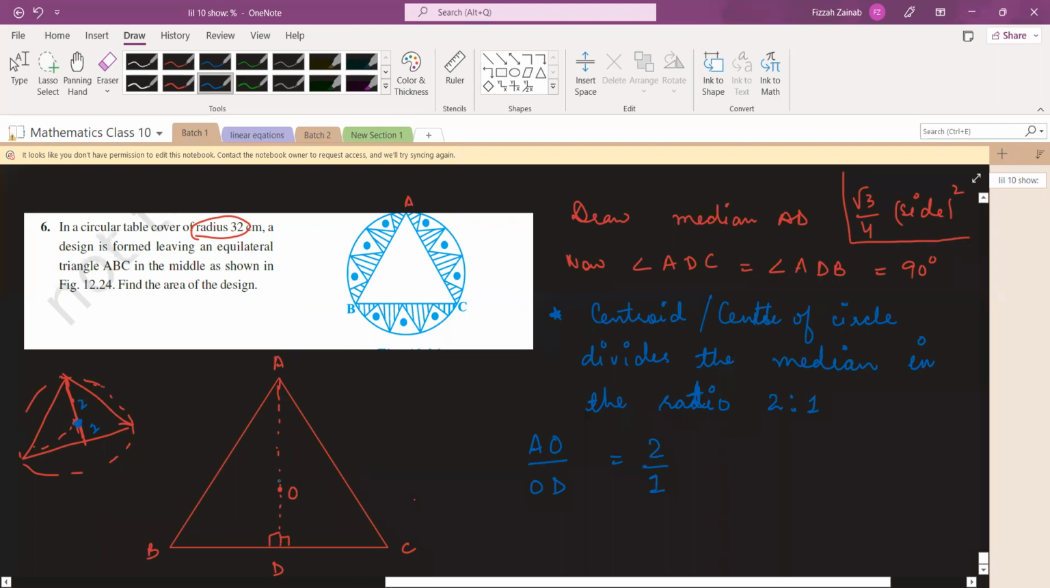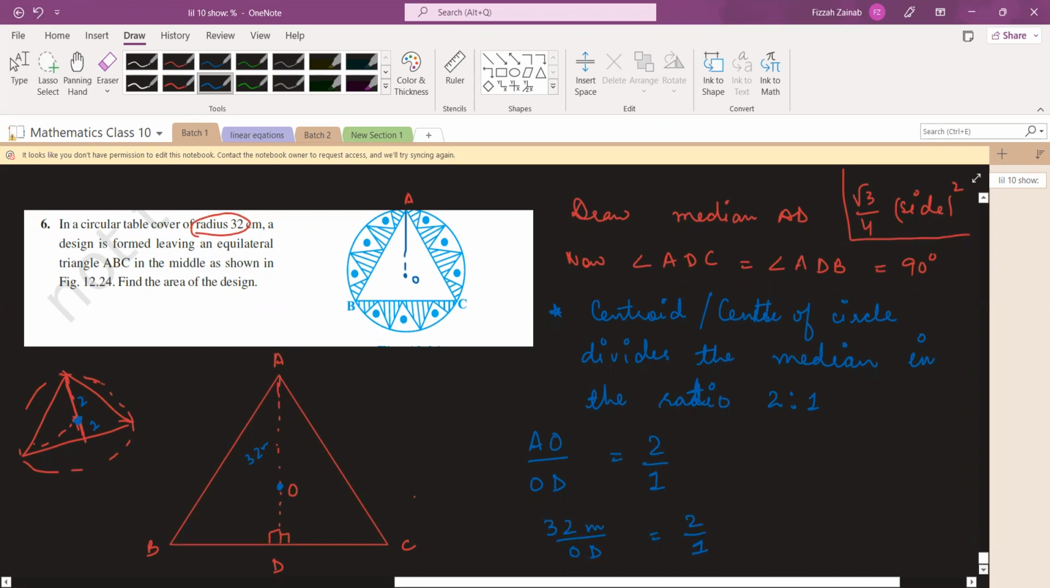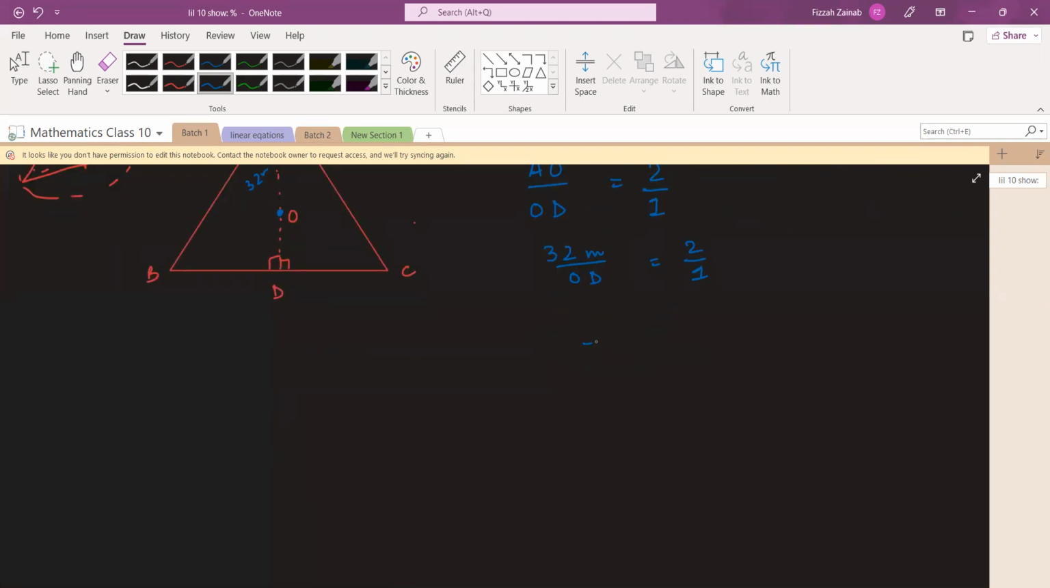Now what about AO? AO is the radius of the circle, isn't it? In the figure, if I mark my O here, this AO is actually the radius. So this side is 32 meter, which is given. So AO is 32 meter, OD you don't know, and this is equal to 2/1. So your OD will be 32 meter divided by 2, and this will be 16 meter, right? So from O to D you have got 16 meter.